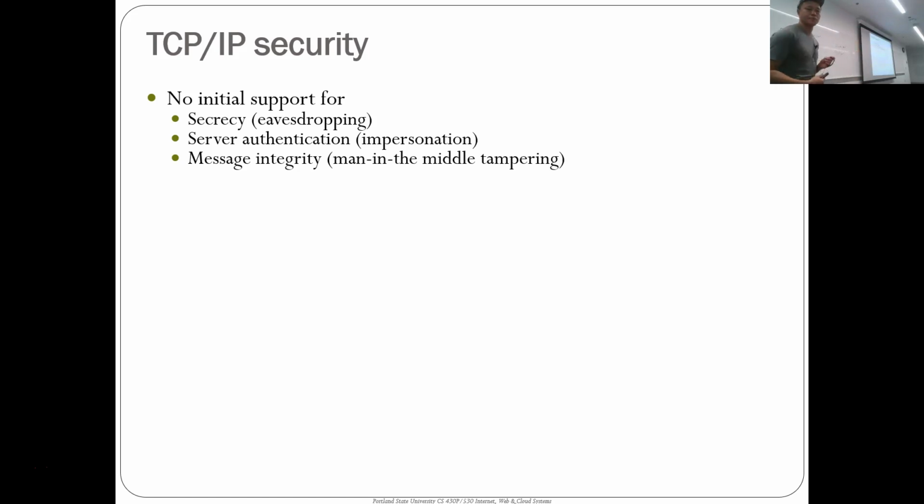Anyone could do a man-in-the-middle attack, sort of inject themselves into the middle of a connection and mess up the message integrity of your connection. So all of these were not taken care of, but they were really important, right? If you're going to do e-commerce over the internet, you better make sure all this stuff is supported.